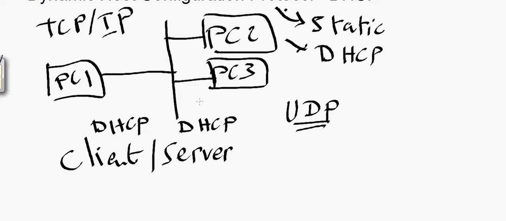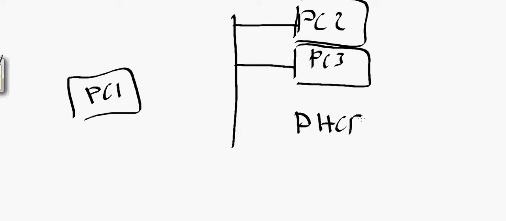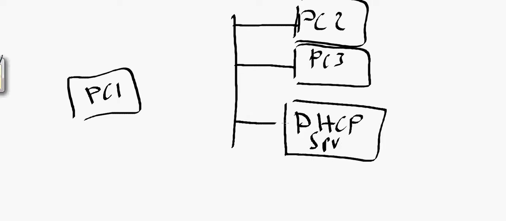Now, we have to add here, assume that these three PCs need to acquire an IP address automatically. Let me just represent the PC like this. I have PC1 connected to this LAN, other PCs, PC2 for example, and PC3. If I want these computers to get an IP address dynamically, I need to add a DHCP server. Let's say this is a DHCP server connected to the same LAN where PC1 is connected.